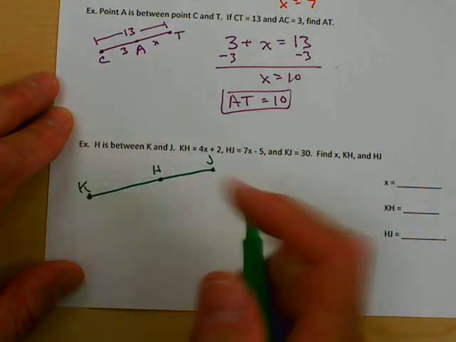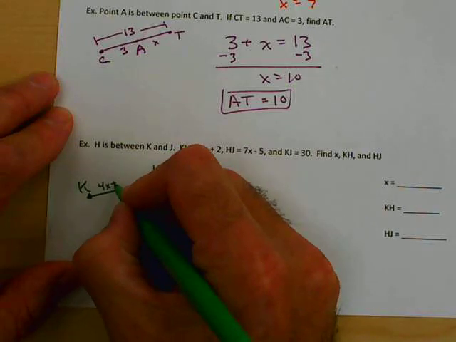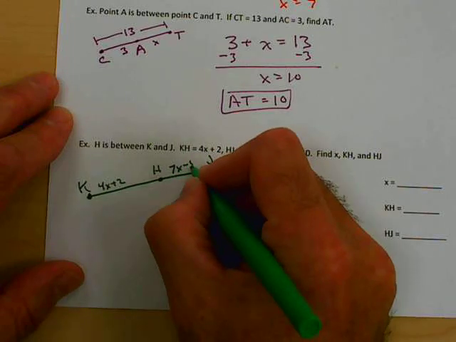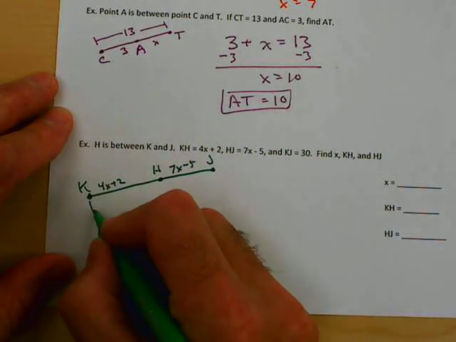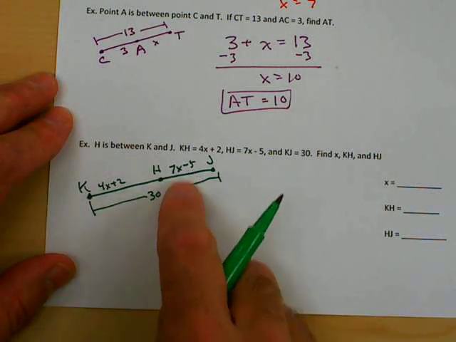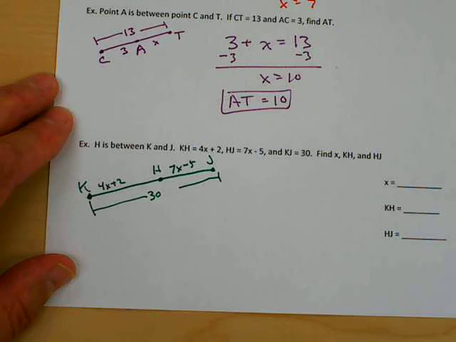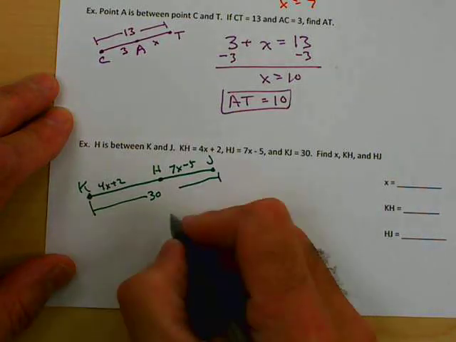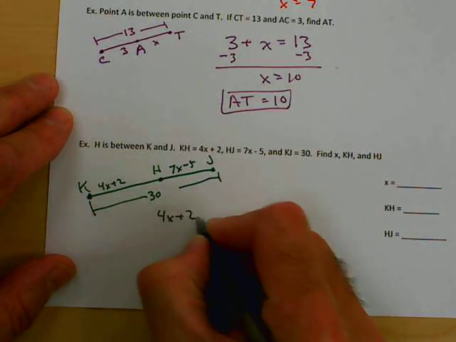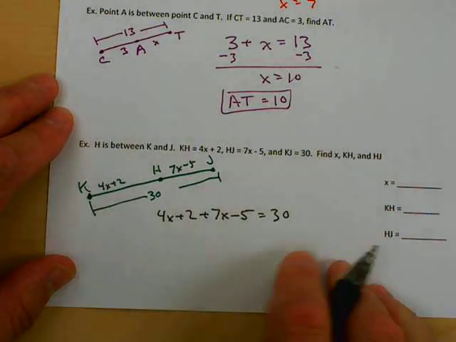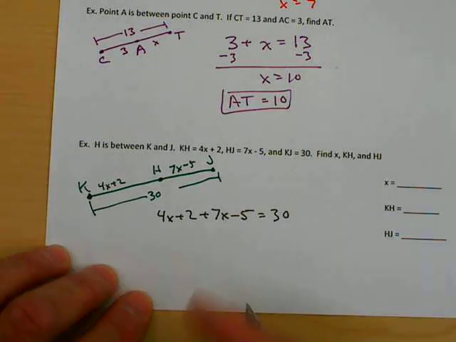Now KH is 4x plus 2. And HJ is 7x minus 5. And all of KJ is 30. So we know this part plus this part equals the whole thing. So I need to state that in my equation. I'm going to say 4x plus 2 plus 7x minus 5 equals 30. This is going to help me find x, and then I can plug it back in.